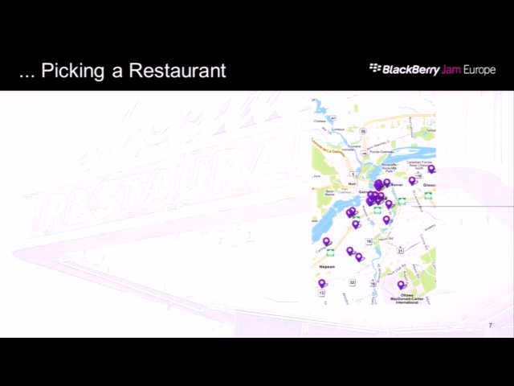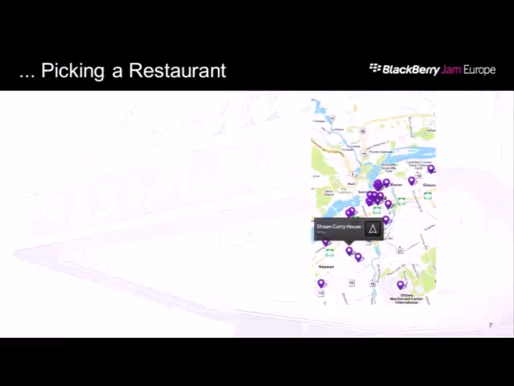How do I pick a restaurant? With the mapping APIs, you can interact with the map. I've set up an association such that when I tap on a pin, I get the information associated with that pin. Oh, the San Curry House was relatively close to the vicinity of where my friends are. So, looks good, 4.5 stars.